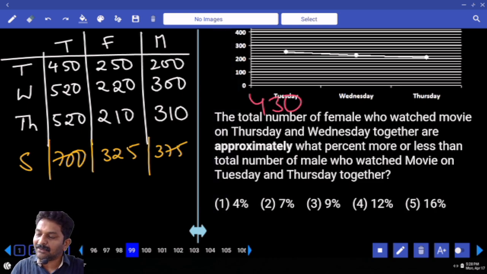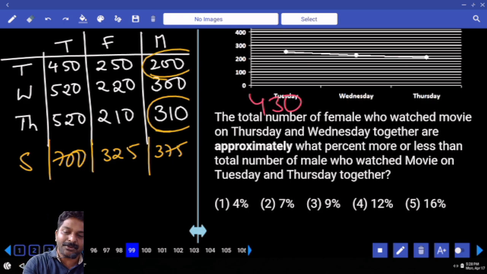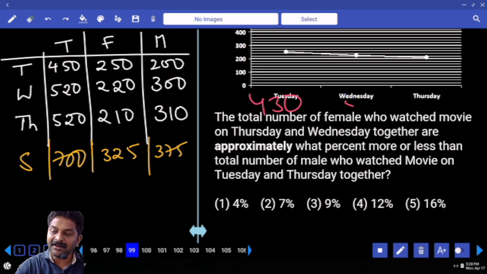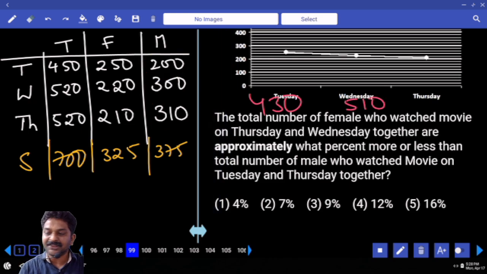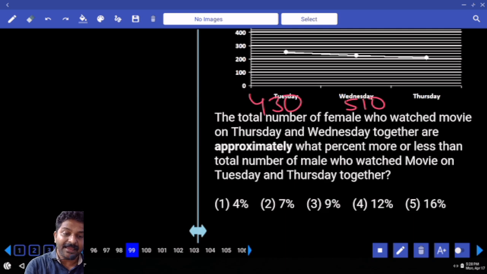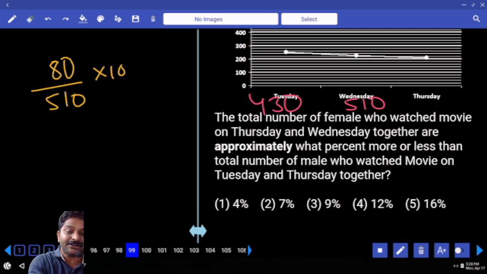Is it approximately what percent more or less than the number of males who watched the movie on Tuesday and Thursday together? That is 510. They asked what percentage more or less. 430 is less. How much less? 80 less from 510. Percentage means multiplying by 100 only.